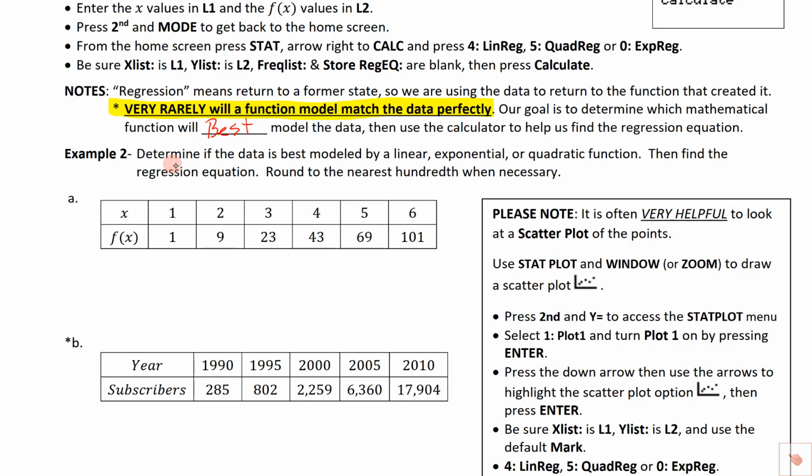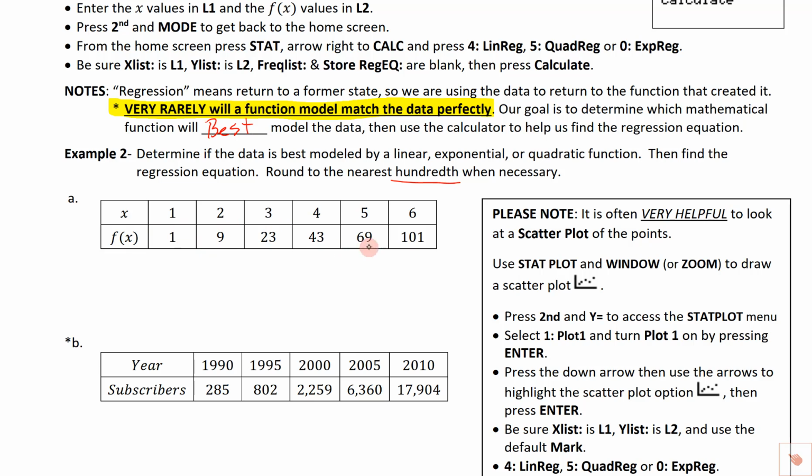So it says in example 2, and we've got 4 problems here, it says determine if the data is modeled best by a linear, exponential, or quadratic function, and then find the regression equation, and it says round to the 100th when necessary. So the calculator is going to be pretty accurate. It might give us some big, long, ugly decimals for, say, the slope or the y-intercept or the base of the exponential or something like that. We just want to round to the nearest 100th.